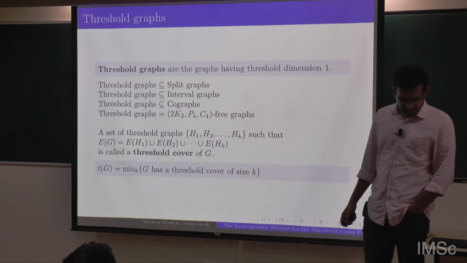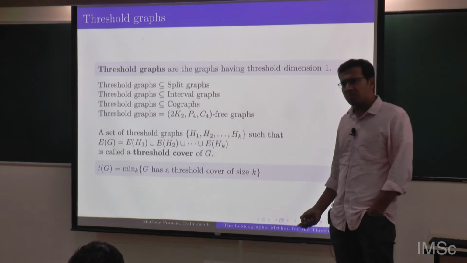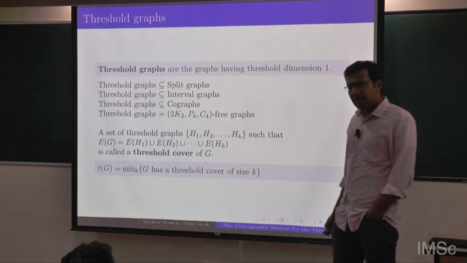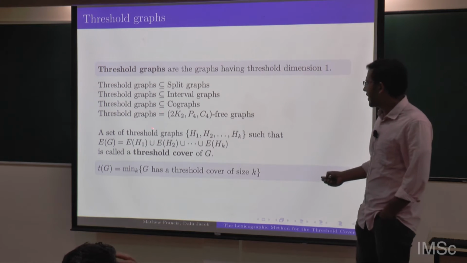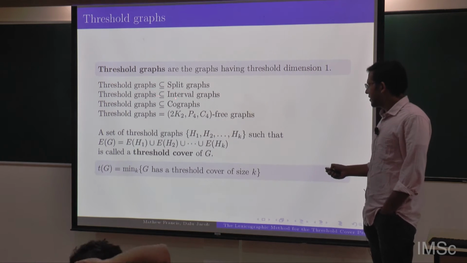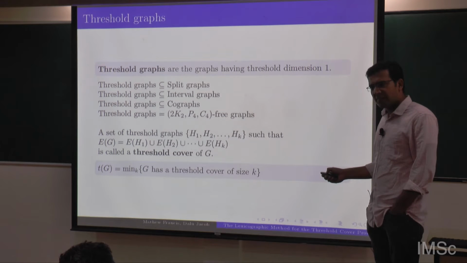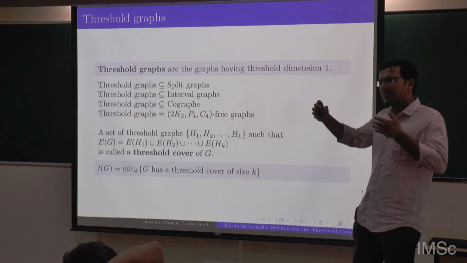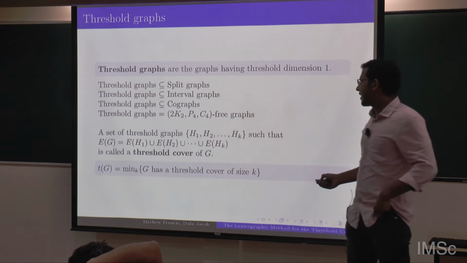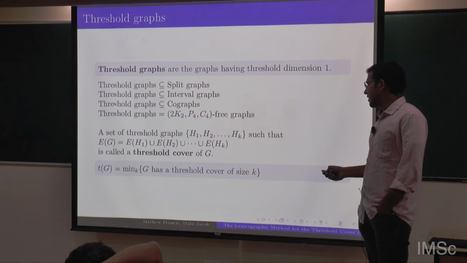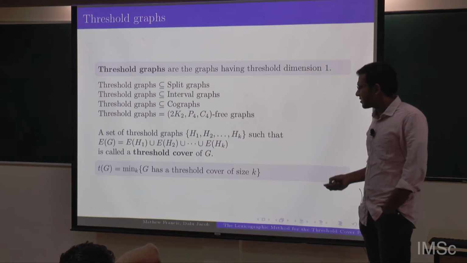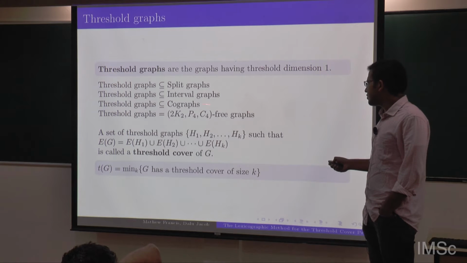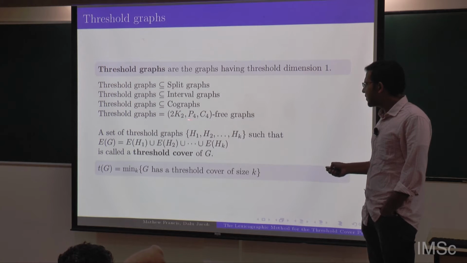The structure of threshold graphs was studied a lot, and it's a very structured class. They are split graphs. They are a special kind of interval graphs: the interval graphs in which you have a lot of point intervals, and all the big intervals start from one endpoint. They are exactly that class. They are also a subset of co-graphs, and they are exactly the graphs which do not contain an induced 2K2, P4 or C4.